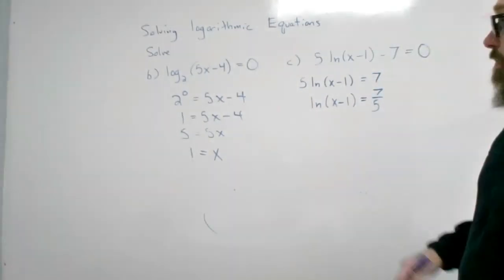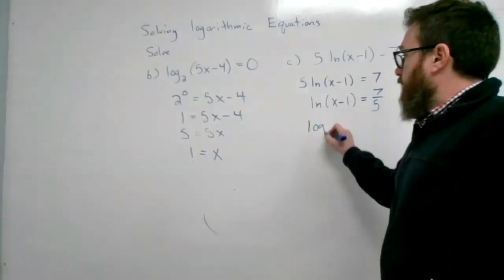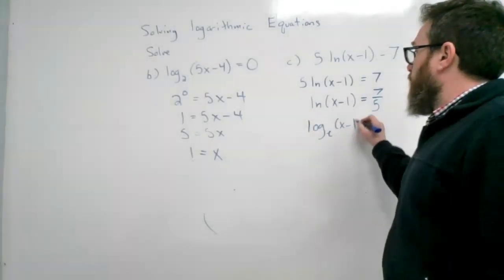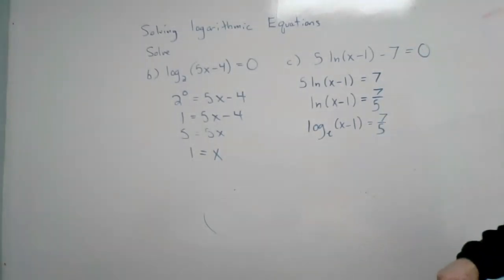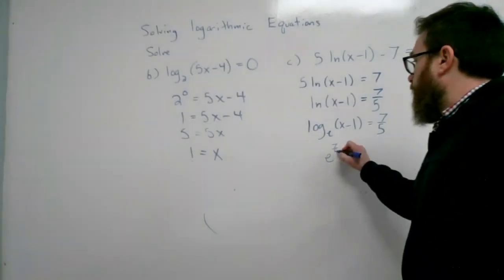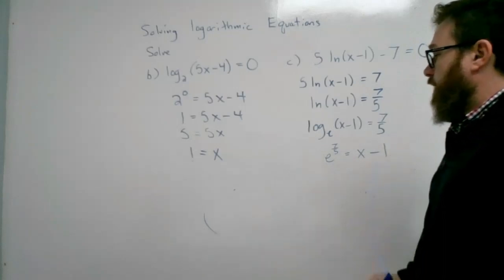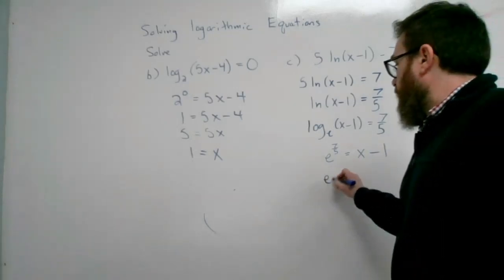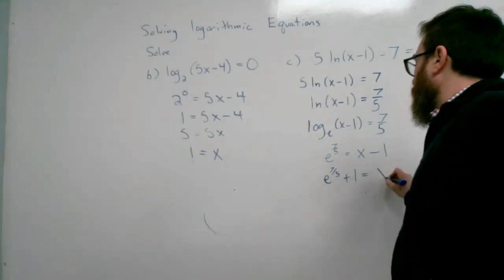Now remember that natural log is the same thing as the log base e of x minus 1. And we're going to rewrite it as its equivalent exponential equation. So e to the 7/5 is equal to x minus 1. And isolate x by adding 1. e to the 7/5 plus 1 is equal to x.